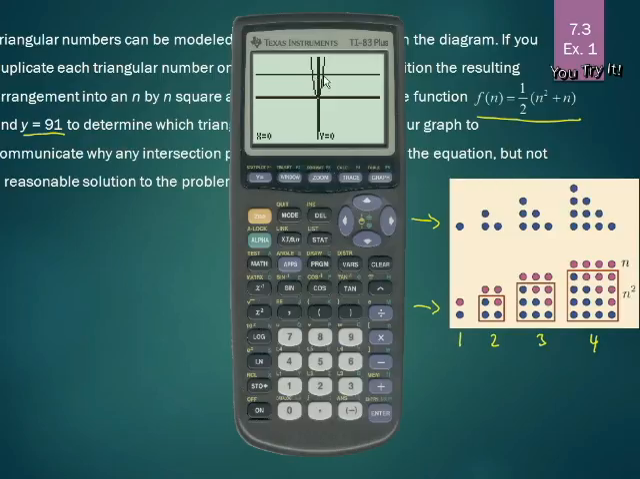So let's find the intersection on the right side by pressing second trace, 5, and then you can press enter anywhere to the left of that intersection, then go to the right and press enter again. Press enter one more time, and we see that the intersection is at x equals 13 when y is 91. That just means that the number in the sequence will be 13 when the triangular number is 91. So let's go ahead and summarize our answer.